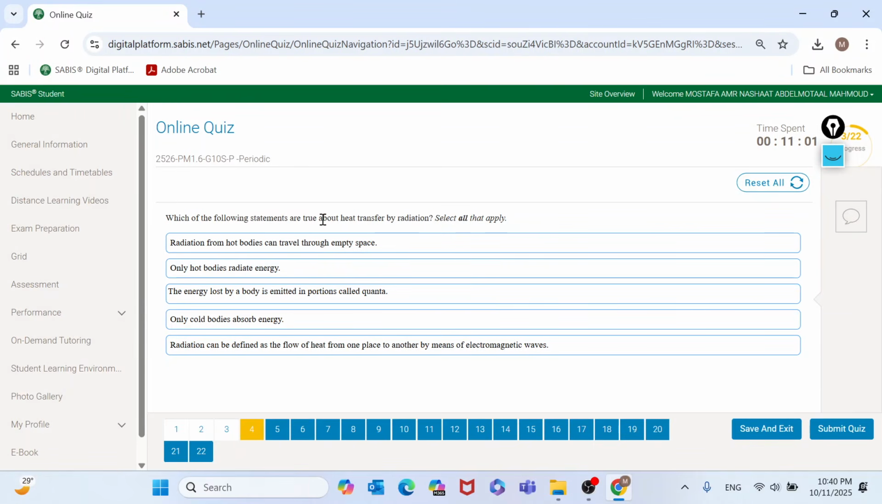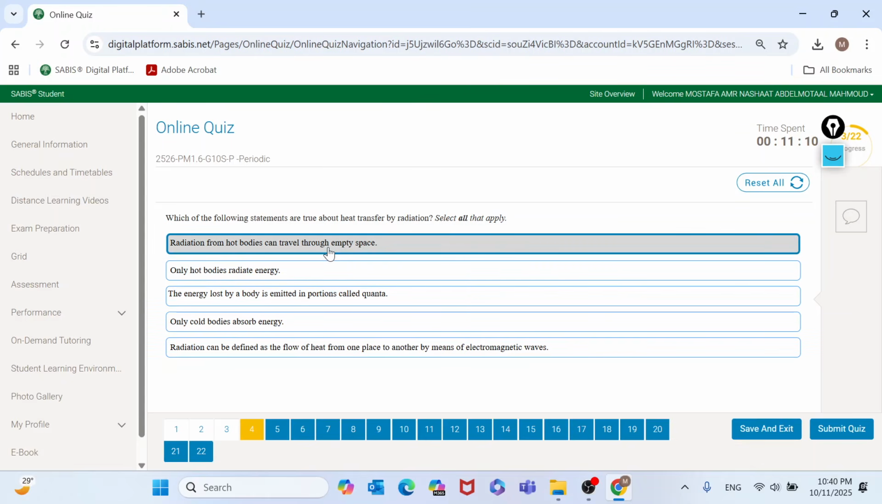Which of the following statements are true about heat transfer by radiation? Radiation from hot bodies can travel through empty space. Radiation can travel through empty space, yes. Only hot bodies can radiate energy. No, hot bodies and cold bodies both radiate energy. But cold bodies just radiate less energy.